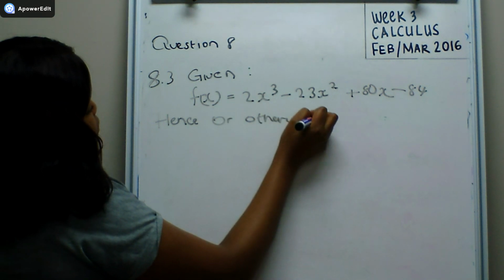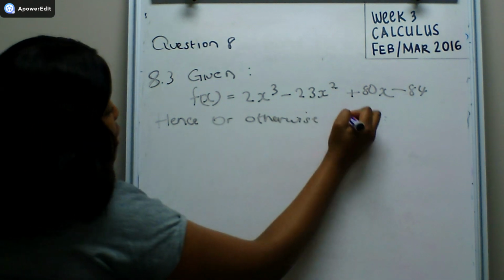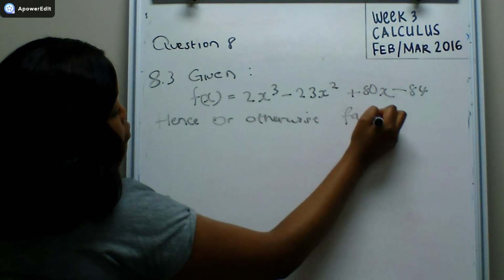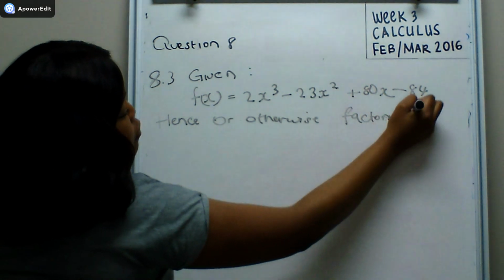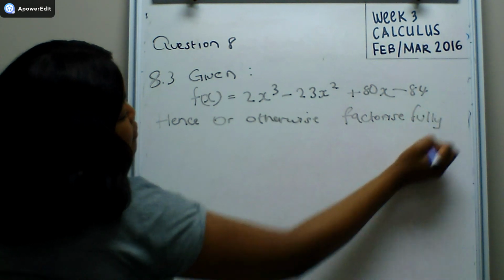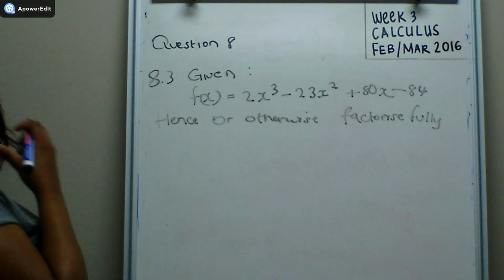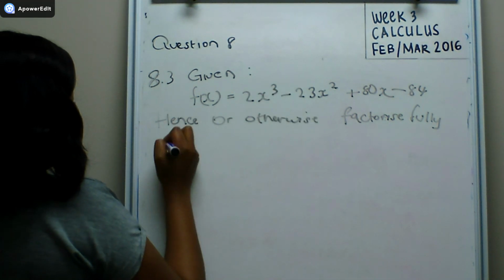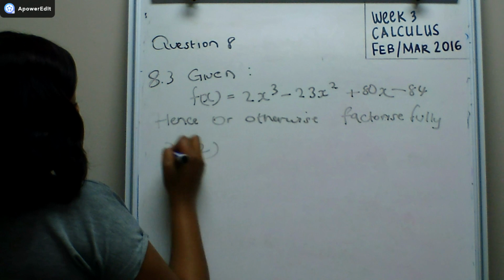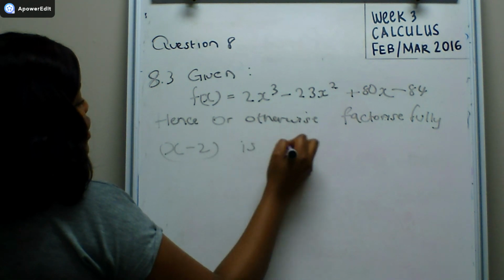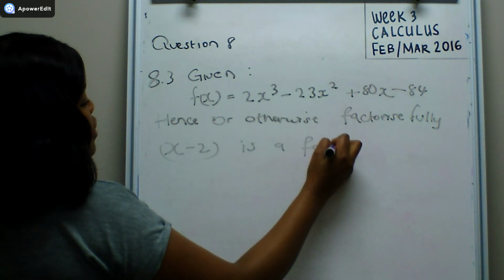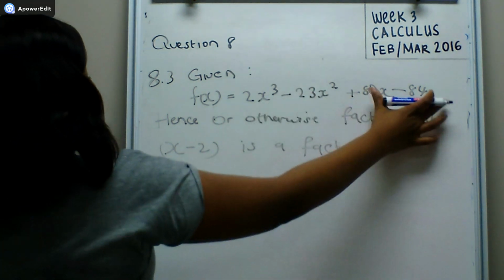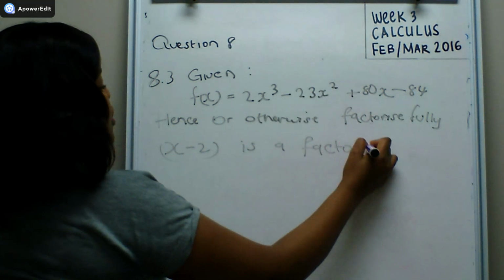So what I'm going to do now is use that to do question 8.3. As you can see, it says "hence or otherwise factorize fully." So I'm going to factorize the f of x equation. When it's a cubic equation, you're supposed to get 3 factors, so that's what I'm going to do.